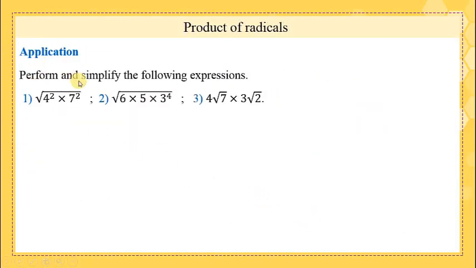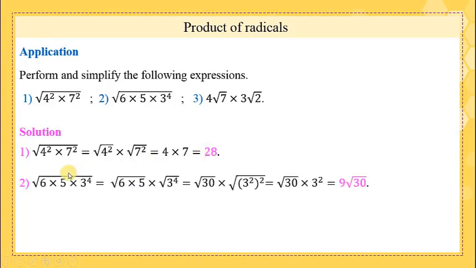Application. Perform and simplify the following expressions. Please students, pause this video and try to solve this application. Solution. Number 1. Radical 4 square times 7 square. This is equal to radical 4 square times radical 7 square, which is equal to 4 times 7, which is equal to 28.